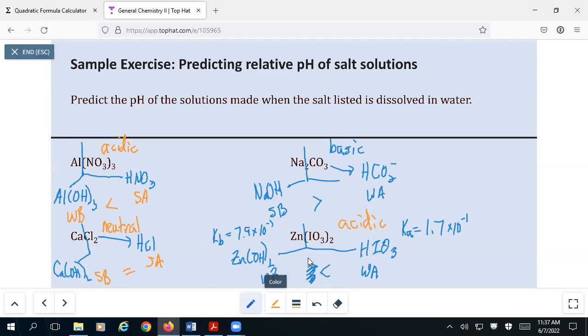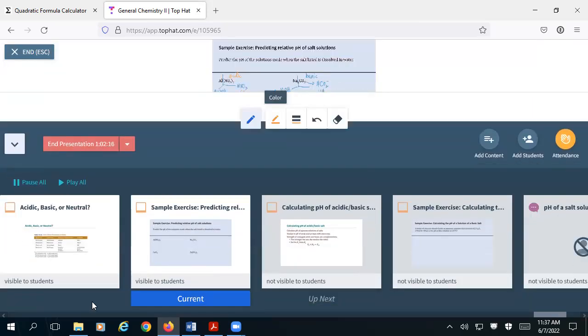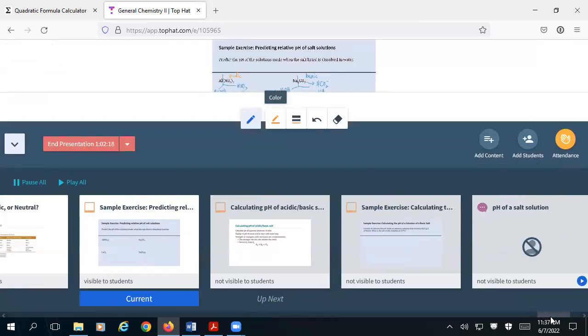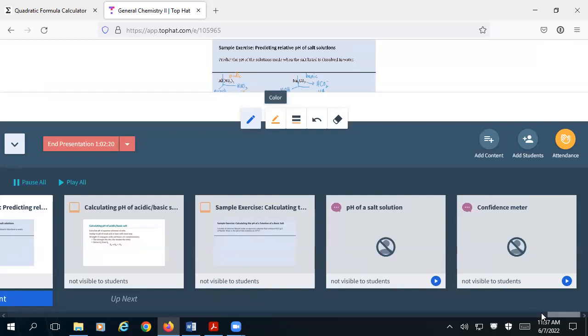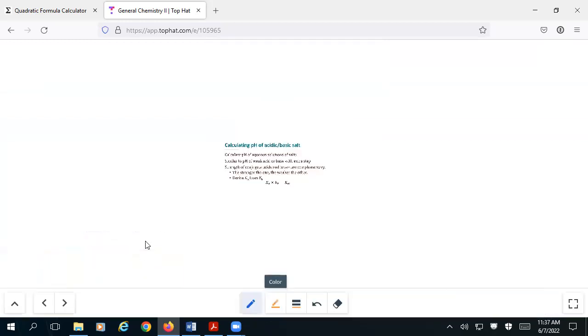Right. Any questions with qualitatively looking at pHs, or sorry, qualitatively guessing the acidity or basicity of a salt? Okay.